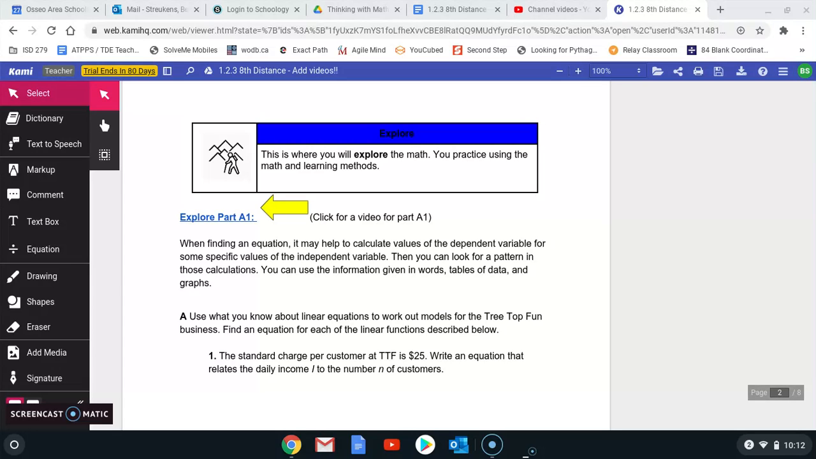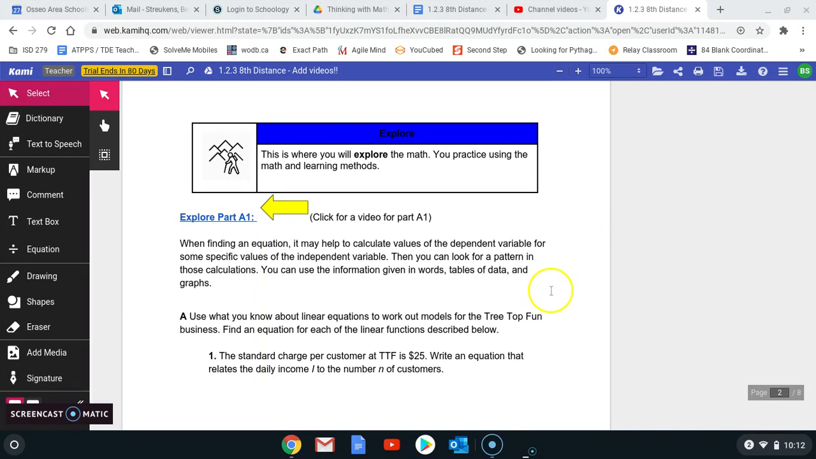All right, welcome to the Explore section of 1.2.3. It starts off: when finding an equation, it may help to calculate values of the dependent variable for some specific values of the independent variable. Then you can look for a pattern in these calculations. You can use the information given in words, tables of data, and graphs.